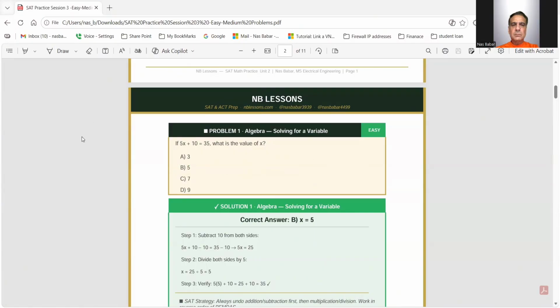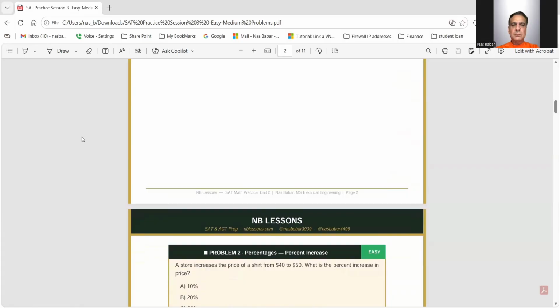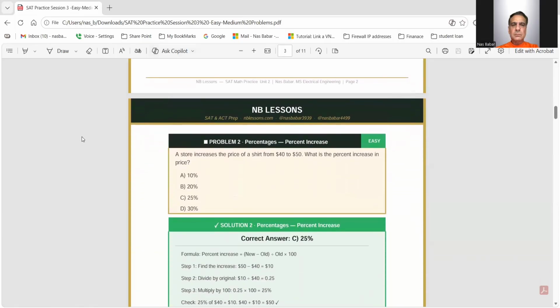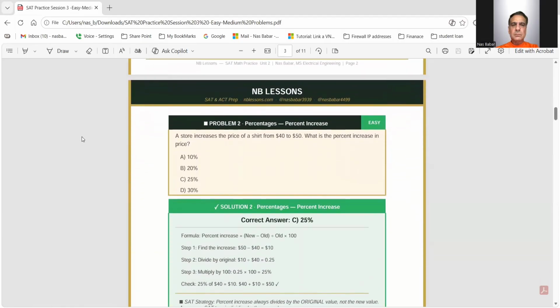All right, let's go ahead and look at the next problem. The next problem is going to be a percentage problem. Okay, that should not be that hard. So let's go ahead and get started. Basically, what they're saying is that a store increases the price of a shirt from $40 to $50. What is the percent increase in the price? This problem is very simple. Just remember how I do it, and you'll always be able to solve these sort of problems.